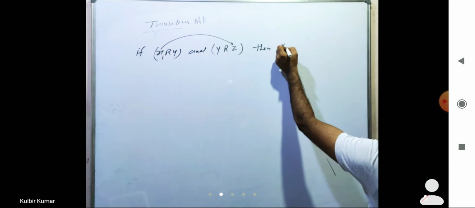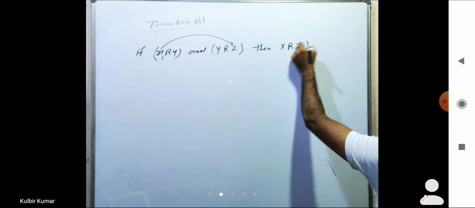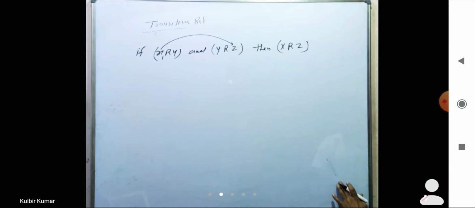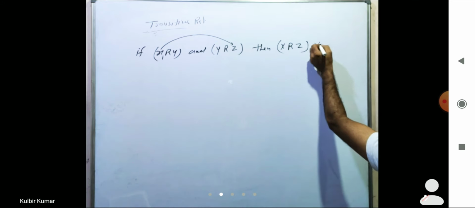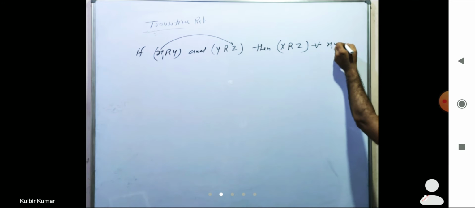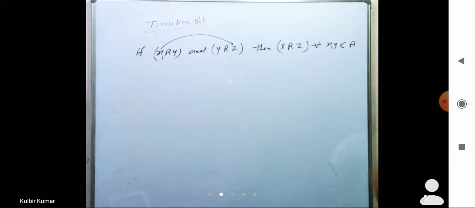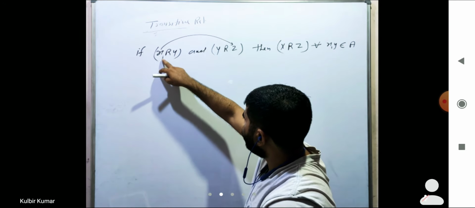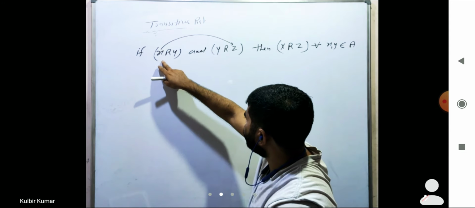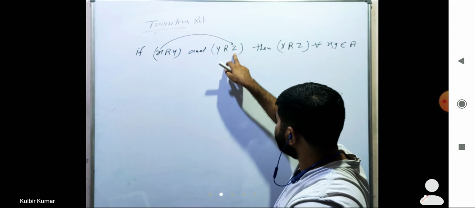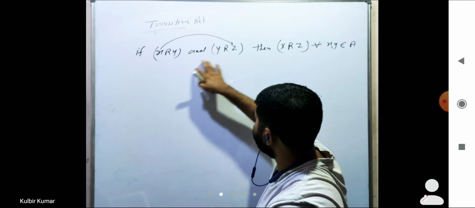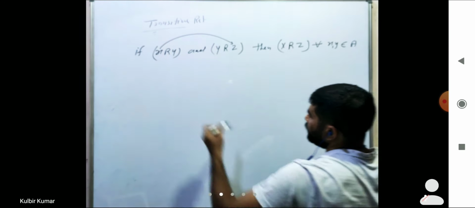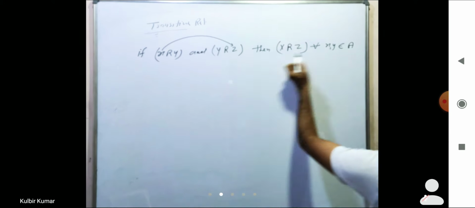So then X relate Z for all X, Y that belong to set A, right? This is the definition for the transitive relation. What is the definition? If X relate Y and Y relate Z, such type of ordered pairs are given, then we can say this X relate Z also, right?